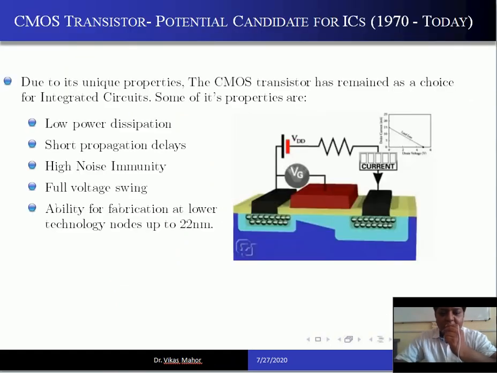Let's move forward. This is the CMOS transistor. I'll be telling you about the CMOS transistor, starting from the first IC when it was fabricated till today. CMOS has been the potential candidate for integrated circuit design. The only device which is used for IC fabrication.